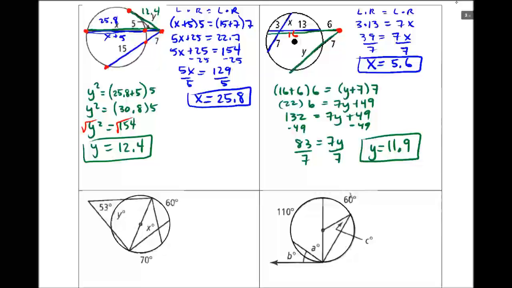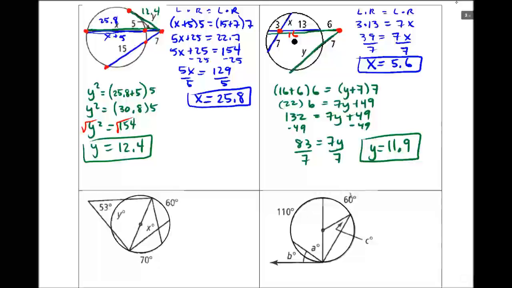And the next problem, the first part, x is one of our interior intersection points. We are inside the circle there. So it's still a left times right equals left times right. So I do a 3 times 13 equals a 7 times x. Do your math, and x is 5.6.